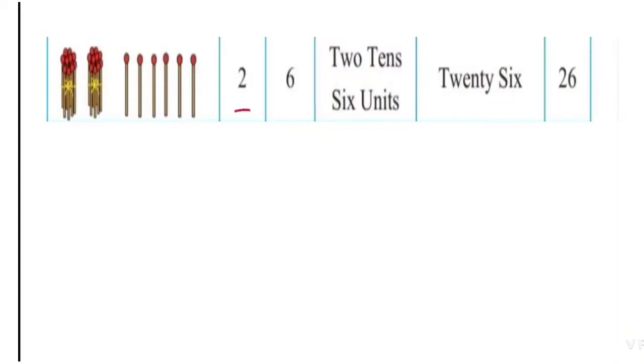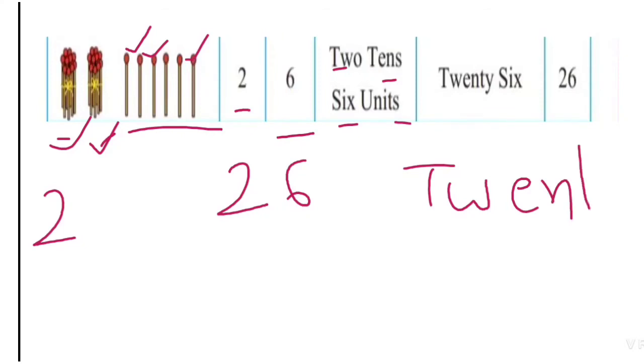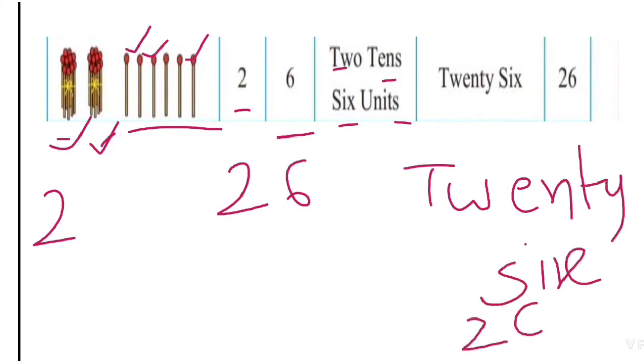2 tens 6 units 26. These are 2 bundles of 10 matchsticks and 6 more matchsticks. It means 2 tens 6 units. 2 tens 6 units 26. TWENTY 20, SIX 26.